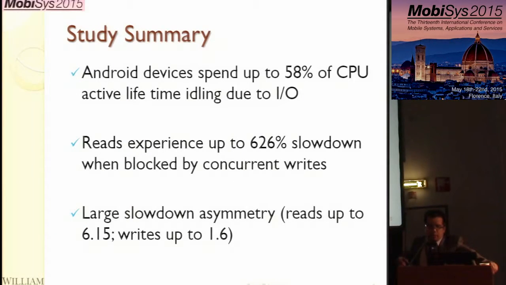So let me just summarize this small study. Android devices spend up to 58% of CPU active lifetime idling due to I/O. That's the first point. Second point, reads experience up to 600% slowdown when blocked by concurrent writes. And there is a large slowdown asymmetry.